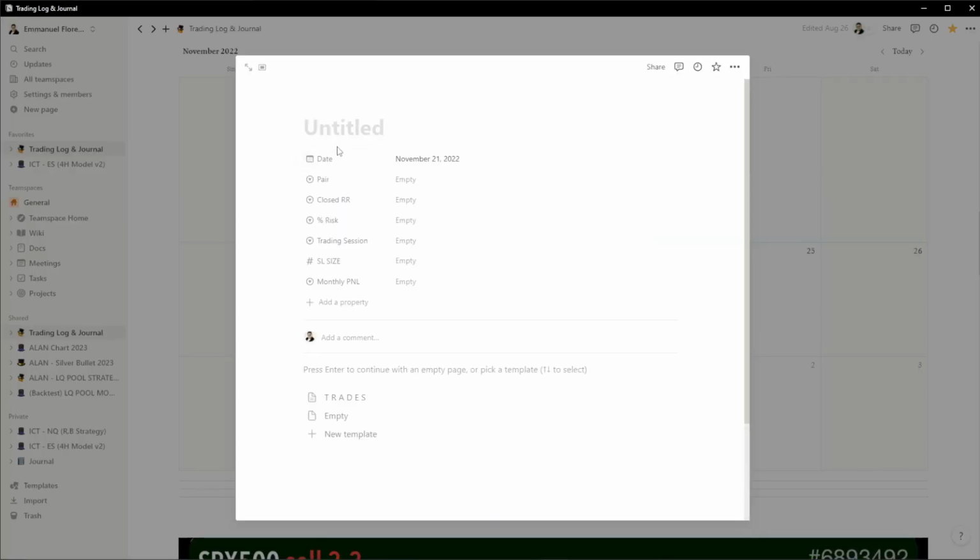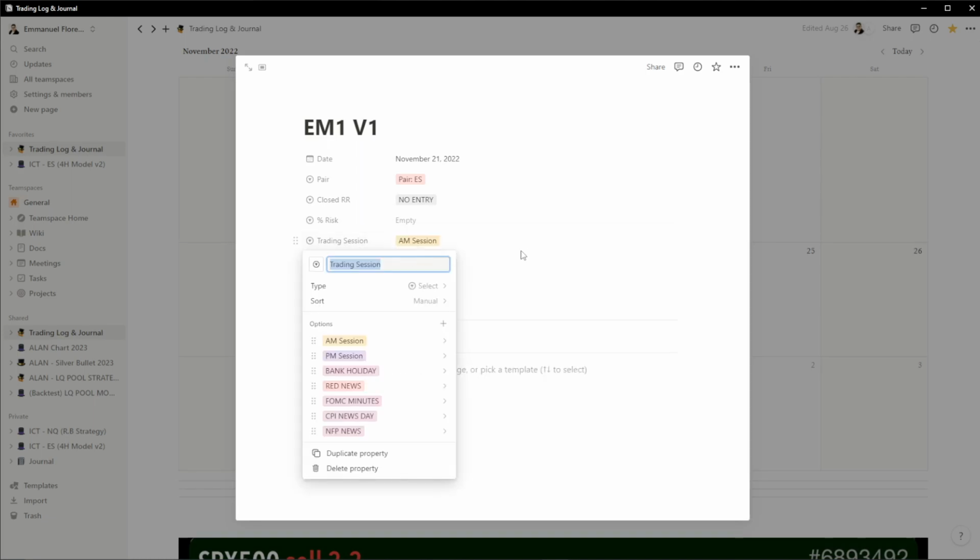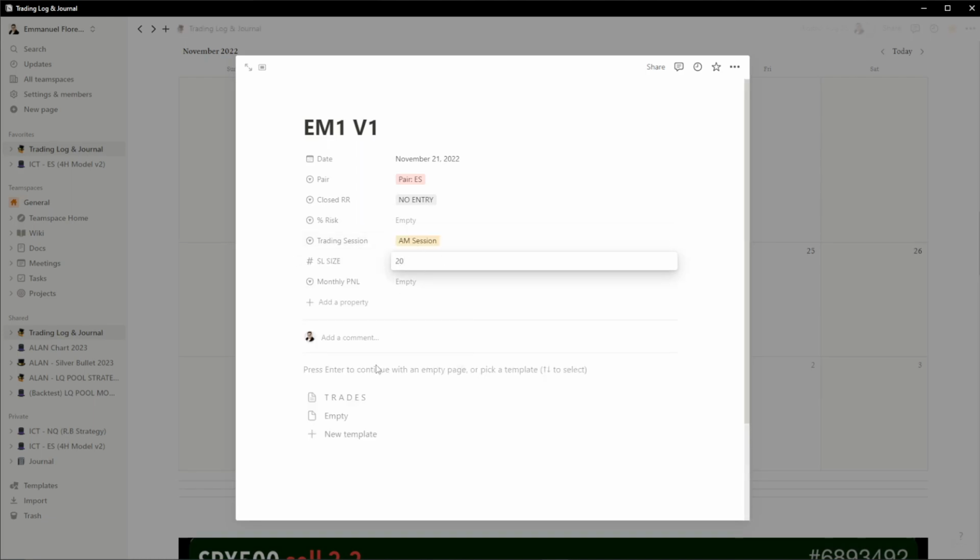Okay, so EM1 V1, as in variant 1, yes, no entry, risk, we didn't risk anything, AM session, 20.